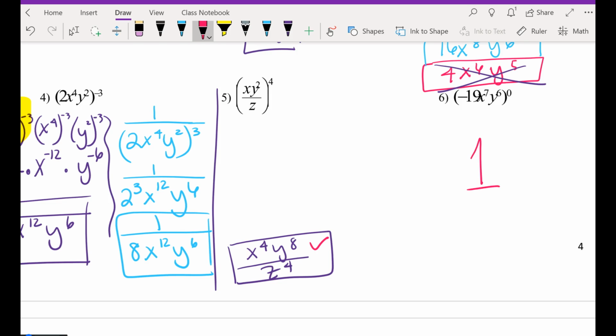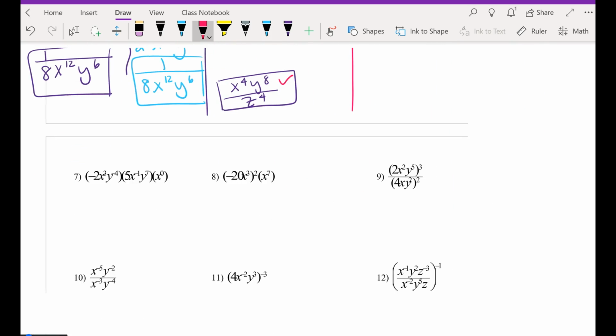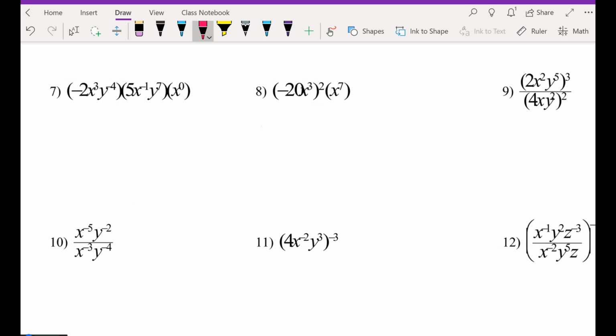Look how ugly it is. But the whole thing is being raised to what? 0. I love it when it's raised to 0. All right, next page. 7, 8, and 9. Let me give you a 3-minute head start, and then we'll come together.